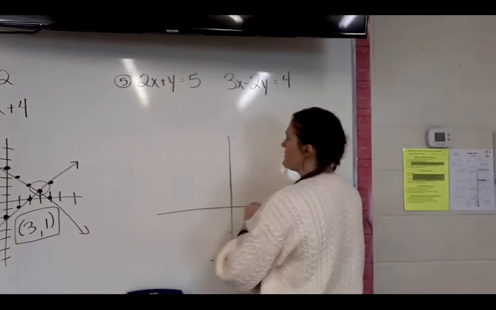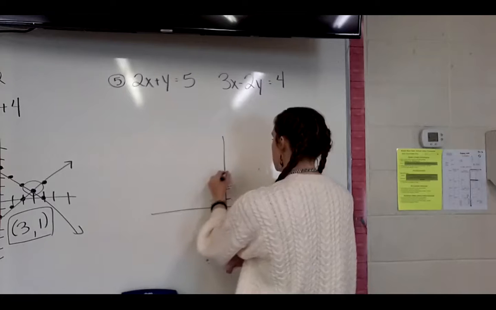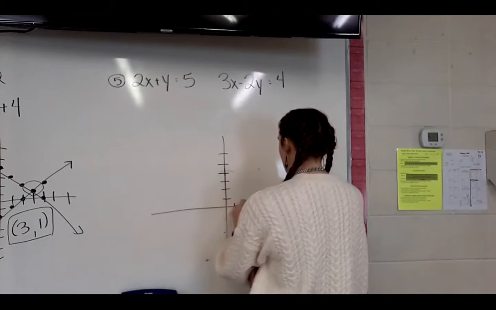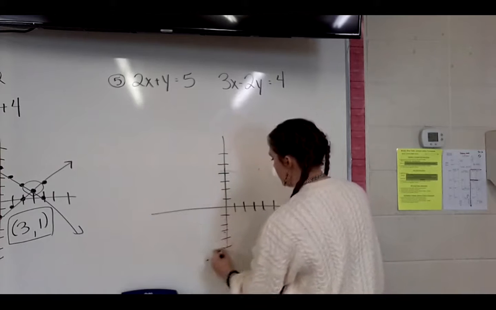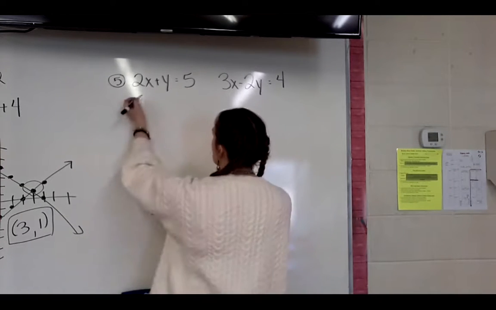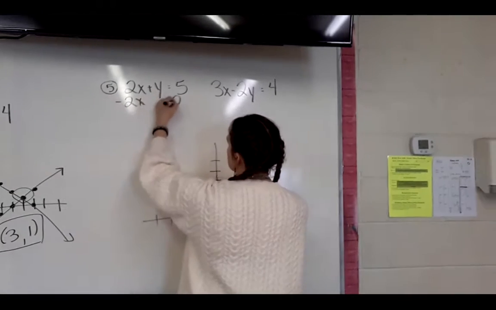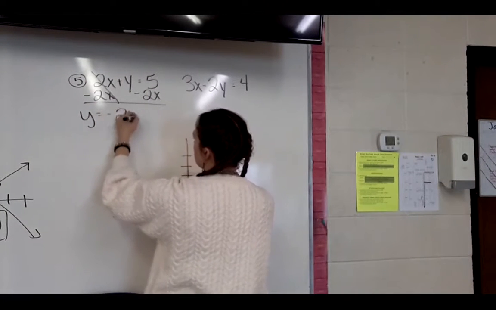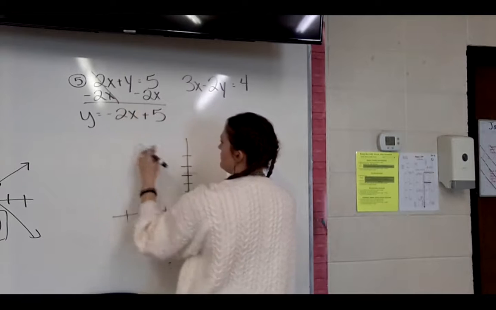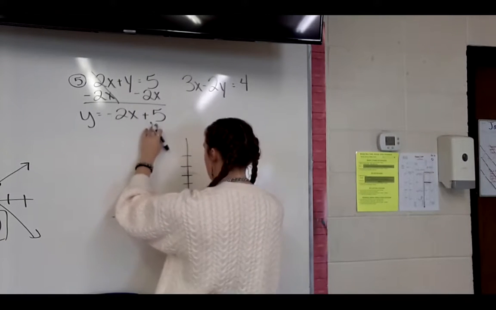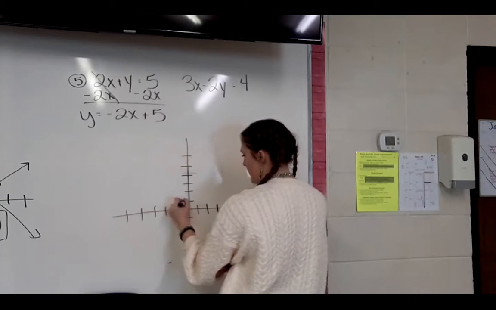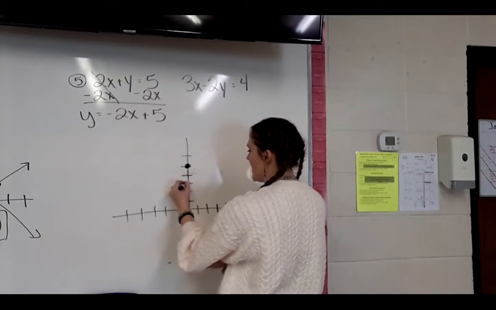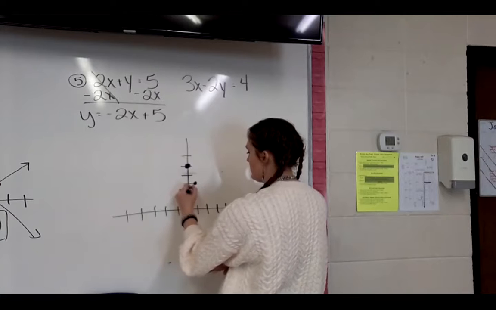On number 5, same thing, but now you have some extra steps first. We have to first solve for y and get them in slope-intercept form. So I subtract 2x to the other side. That one is y equals -2x plus 5. My slope is -2 and my y-intercept is 5, so I'm going to go ahead and graph it. I go up to 5, put a point. My slope is -2, so that means down 2 over 1.